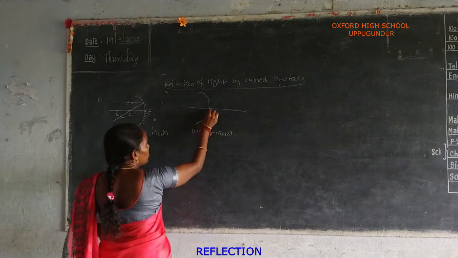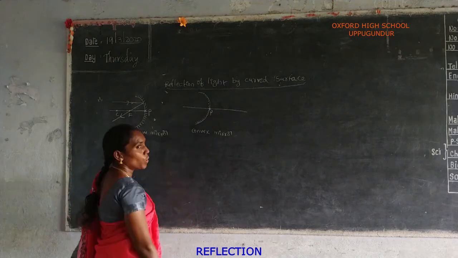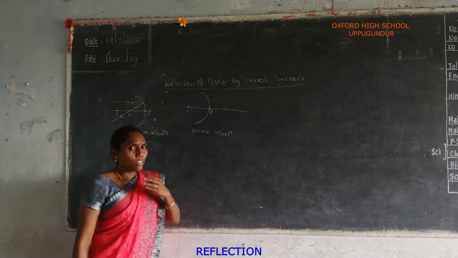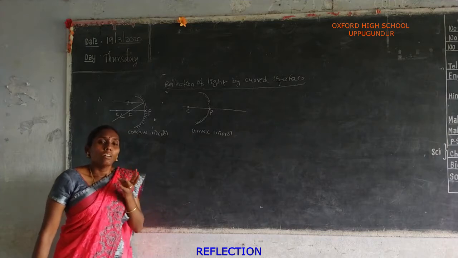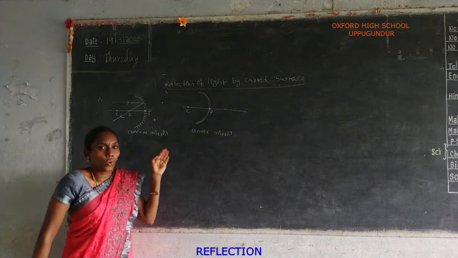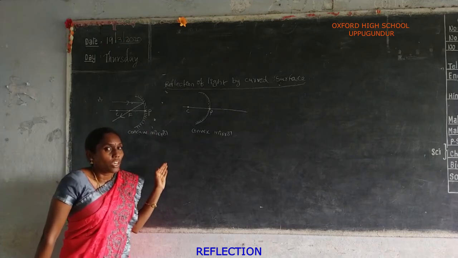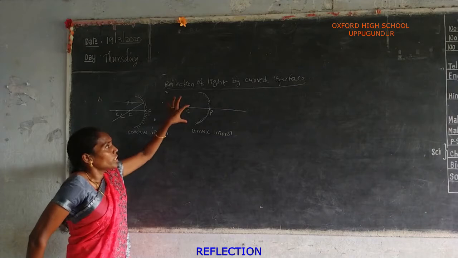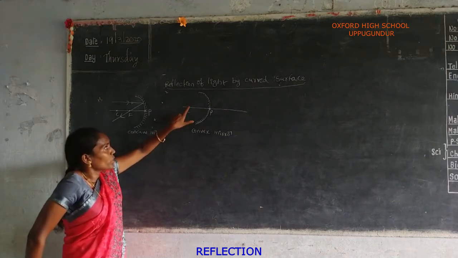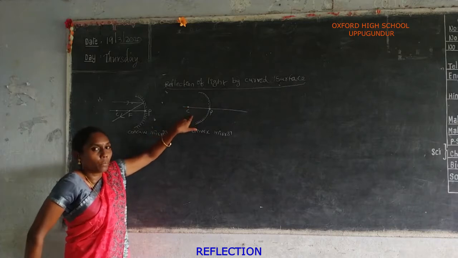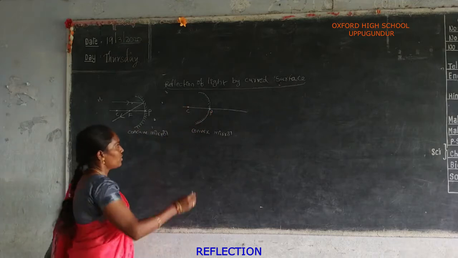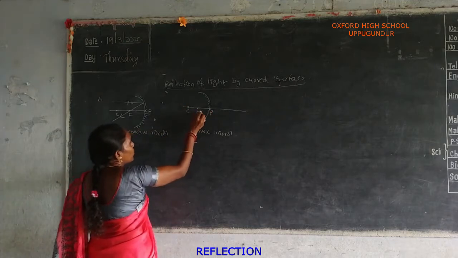Now here the midpoint of the mirror is called the pole, and next the center of curvature. We have taken spherical mirrors, meaning concave mirror and convex mirror. The terms focus, focal length, center of curvature are all located only inside of the spherical mirror. That's why the center of curvature is kept inside of the spherical mirror, the convex mirror. Now here pole and center of curvature, and this is called the focus.